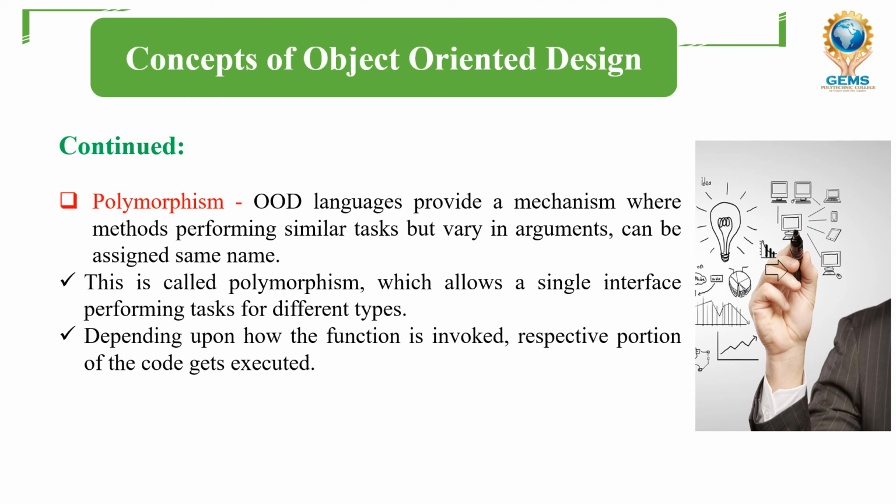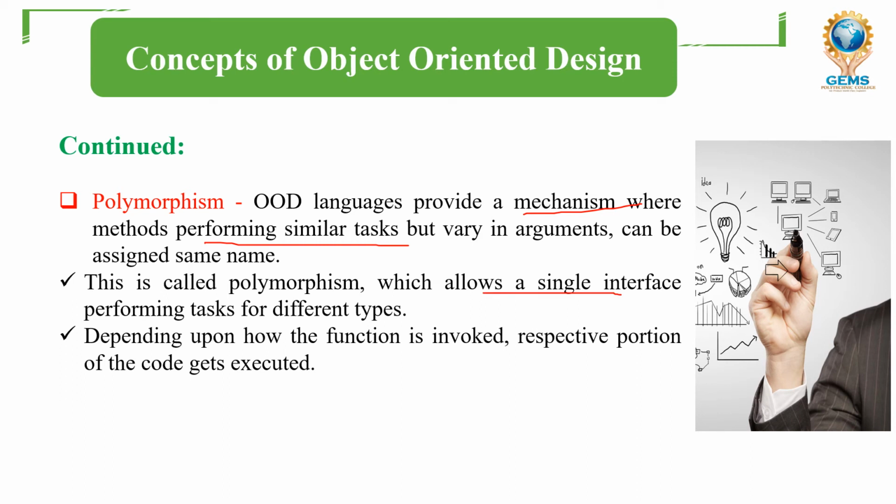And the last, we have polymorphism. Polymorphism provides a mechanism where methods performing similar tasks but varying in arguments can be assigned the same name. It's a mechanism where methods perform similar tasks but their arguments are different.